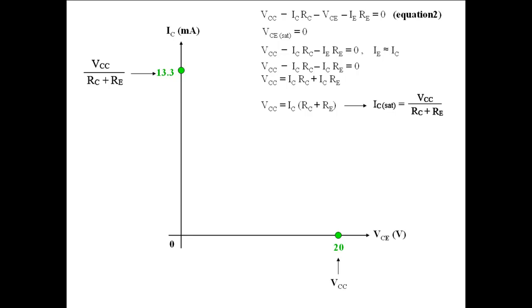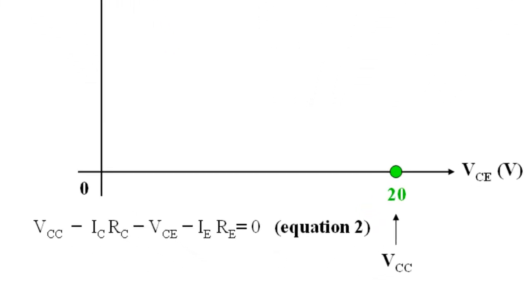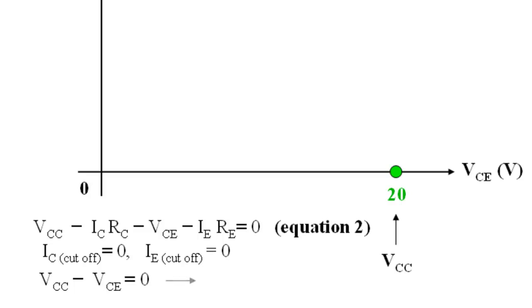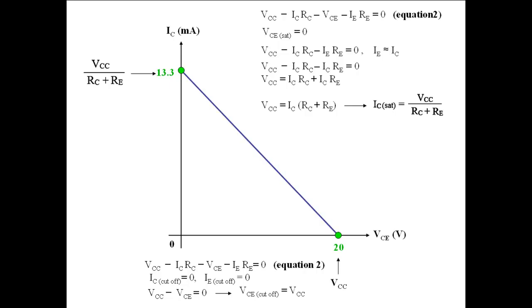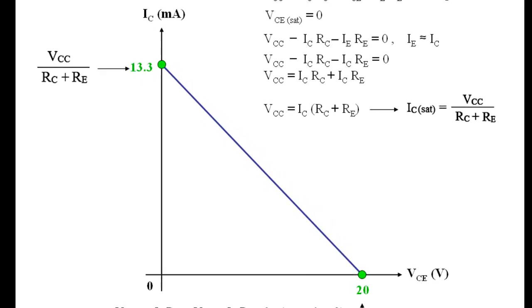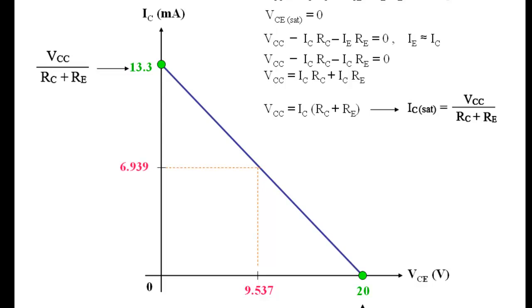The cutoff point is located at VCC. This value is also derived from equation 2. By substituting 0 for IC and IE, we get this equation, and by rearranging the equation, we get VCE equals VCC. And this is the DC load line. Now we locate VCE and IC to plot the Q point.